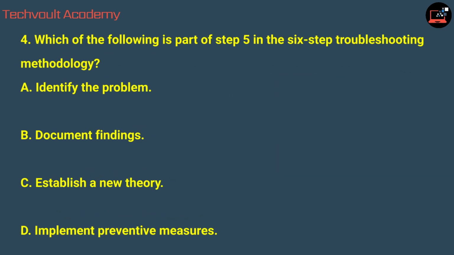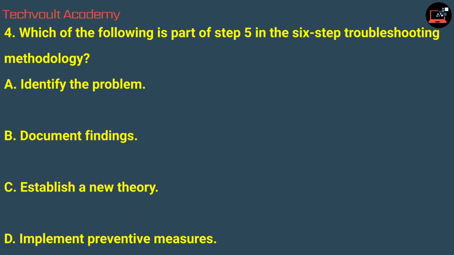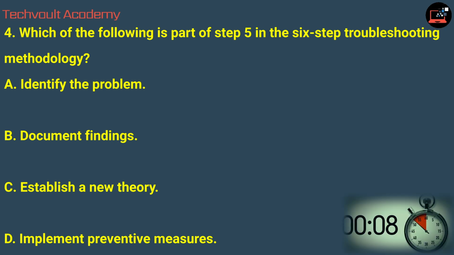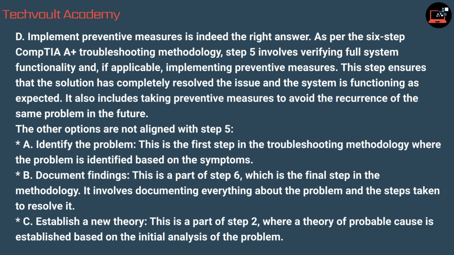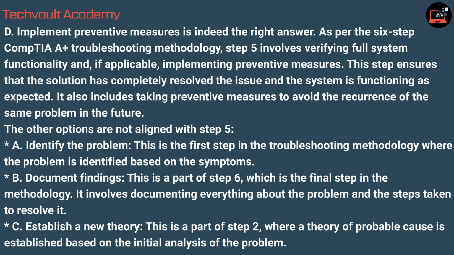4. Which of the following is part of Step 5 in the 6-step troubleshooting methodology? A. Identify the problem. B. Document findings. C. Establish a new theory. D. Implement preventive measures. D. Implement preventive measures is indeed the right answer.